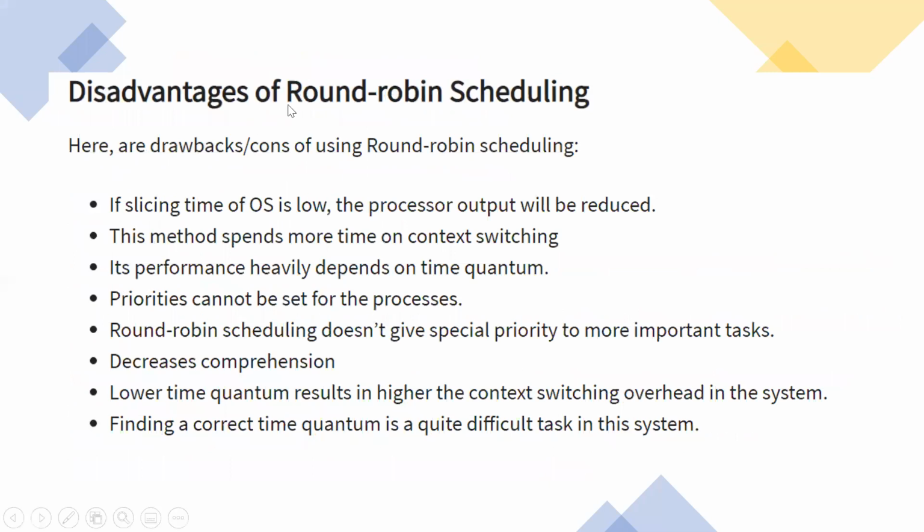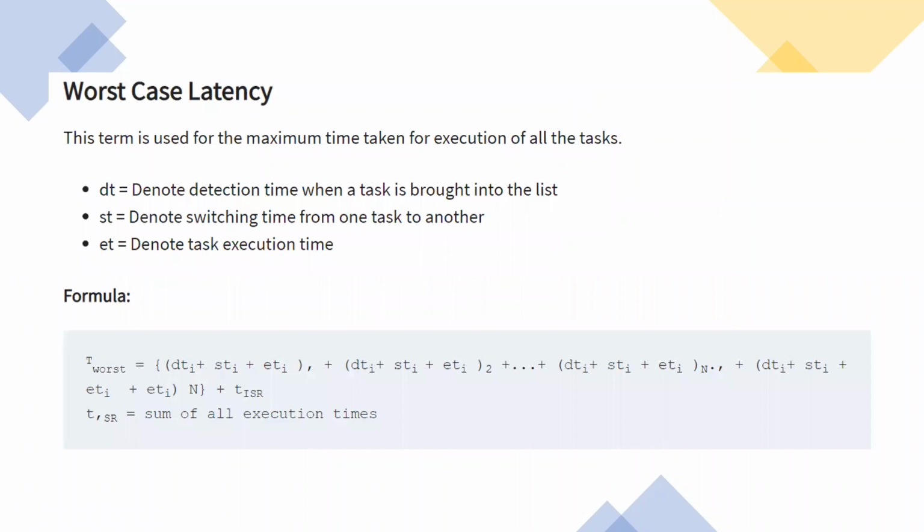And this will be the disadvantages of the round robin scheduling. And the worst case latency, this term is used for the maximum time taken for execution of all the tasks. So DT denotes detection time when a task is brought into the list. ST denotes switching time from one task to another. And ET denotes the task execution time. And as what we have here, this will be the formula for worst case latency.